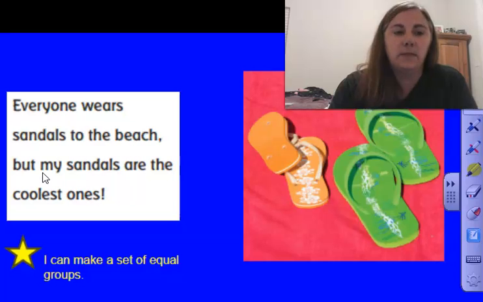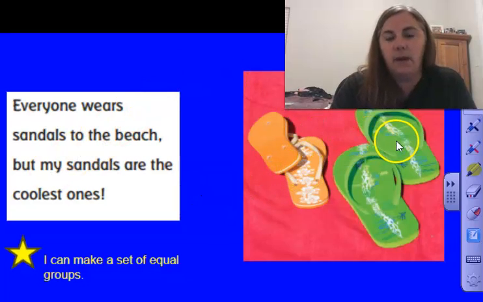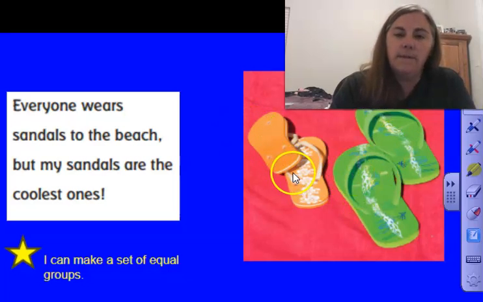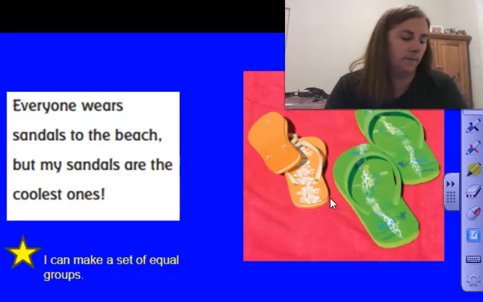Everyone wears sandals to the beach, but my sandals are the coolest ones. So again, we have another set. We have a set of 2 green sandals, and we have a set of 2 orange sandals or flip-flops. Each set has an equal amount, 1, 2, 1, 2. So we have 2 sets. Each have 2 flip-flops or sandals.